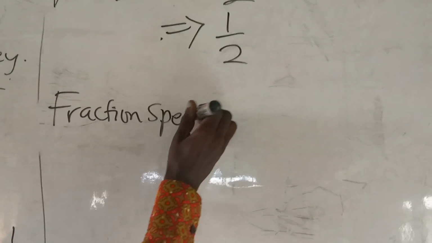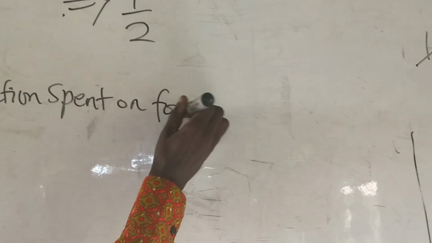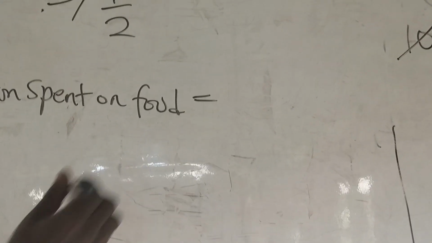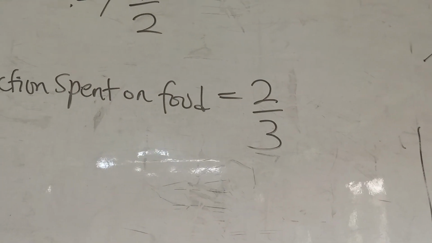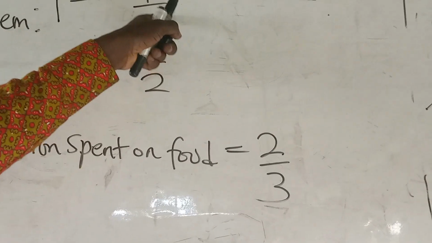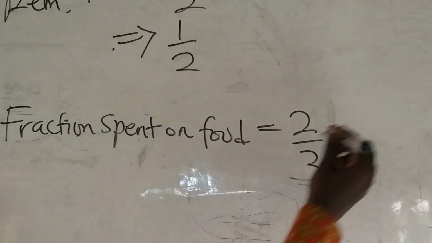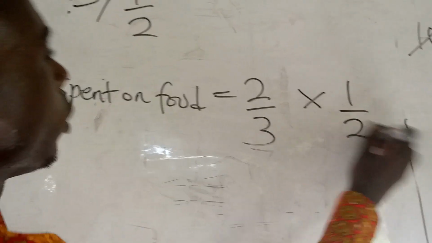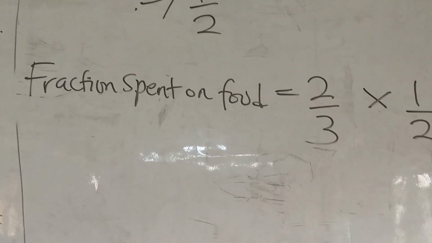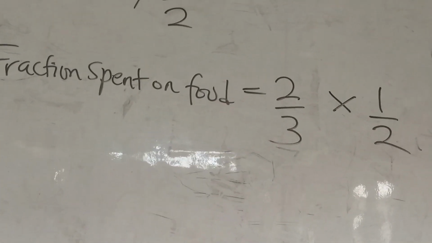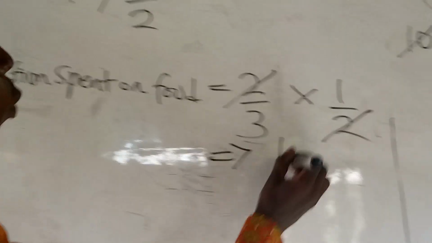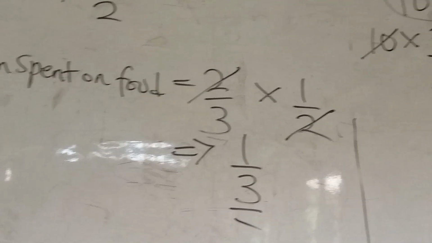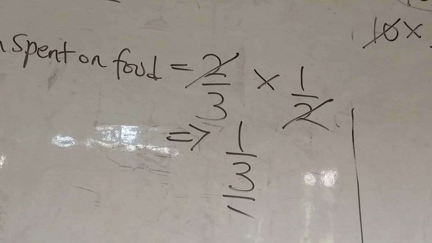Fraction spent on food is equal to 2 over 3 of the remainder. What is the remainder? The remainder is 1 over 2, because we subtract this one from 1. So it becomes times half, because "of" means multiplication. 2 over 3 of the remainder. This 2 will cancel this 2. We are having what? 1 over 3. So we now have our fraction spent on food.